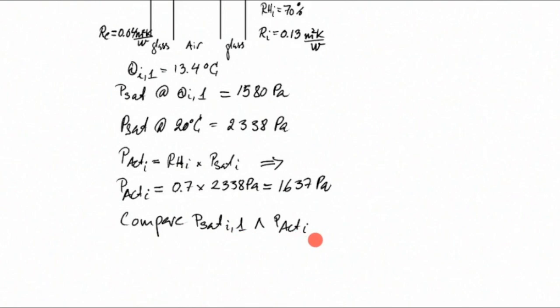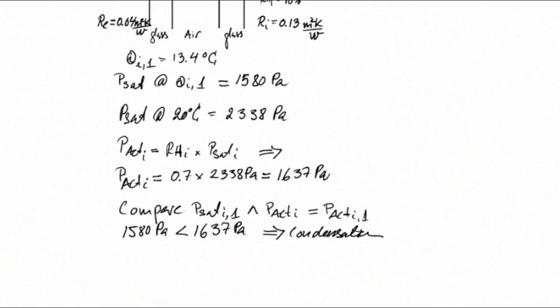What I have to do now is compare P saturated at I,1 with P actual internal, and we remember that the actual internal is the same as the pressure in the layer I,1. I've written up the values, and you can see that Psat is less than P actual, and that always leads to condensation. So we have condensation at layer I,1.